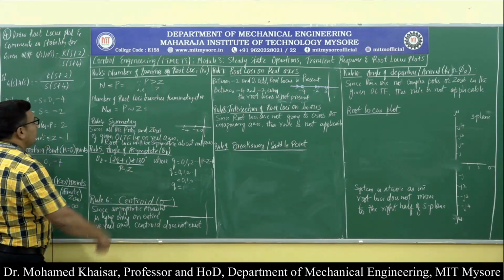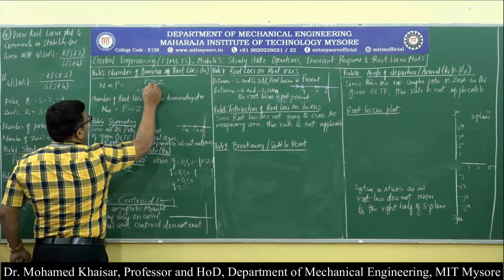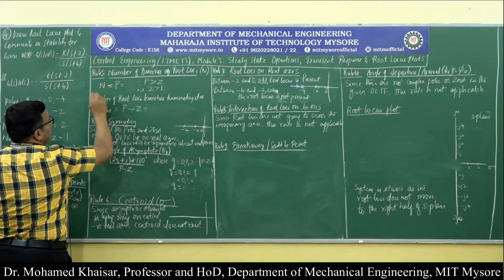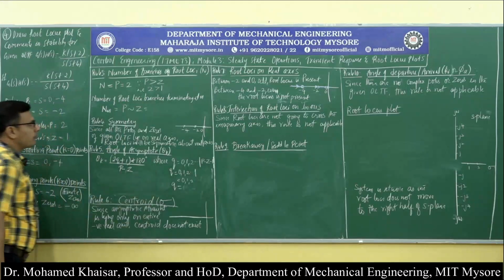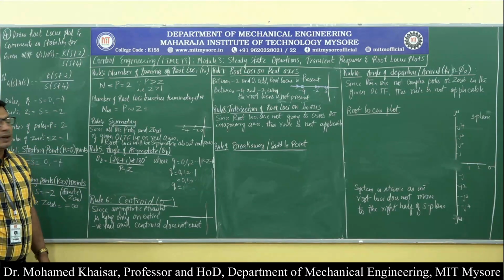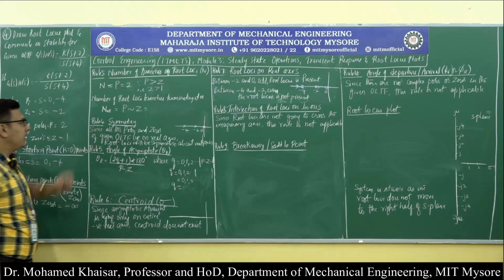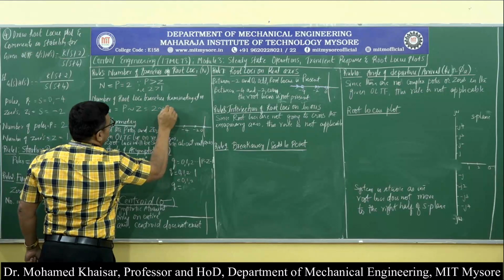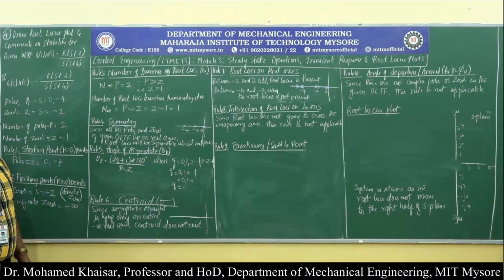And in the given problem, number of poles is 2, number of zeros is 1. So P is greater than Z in the given problem. Why? Because 2 is greater than 1. Therefore, number of branches of root loci will be equal to number of poles, which is 2. Then how many branches will terminate at infinity? That is n infinity. It is given by P minus Z. So number of poles is 2, minus number of zeros is 1. So there will be one branch of root loci which will be terminating at infinity.